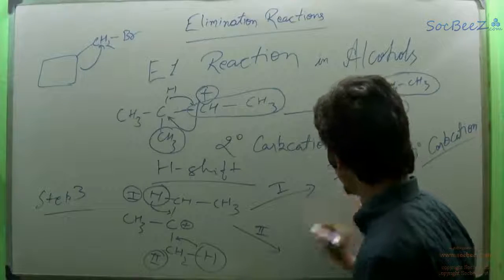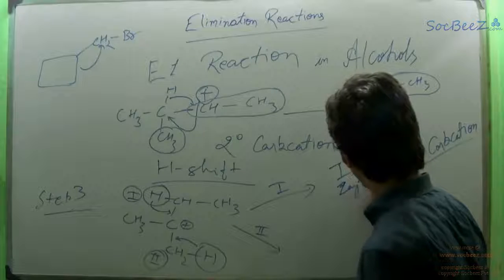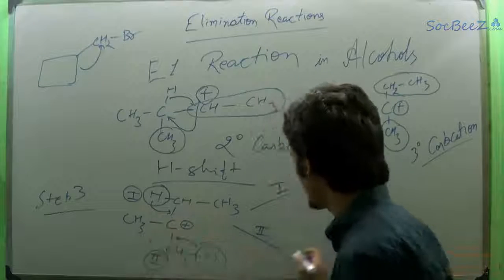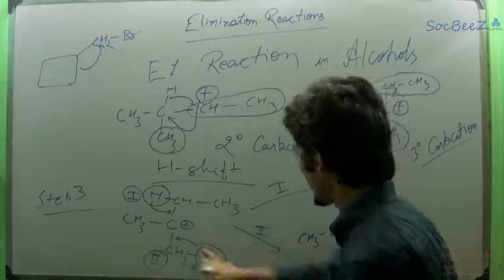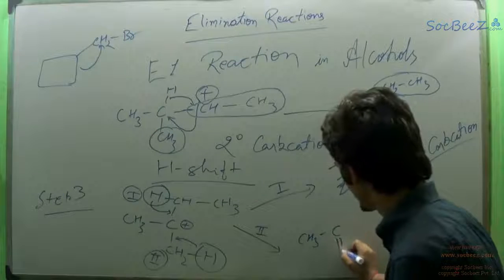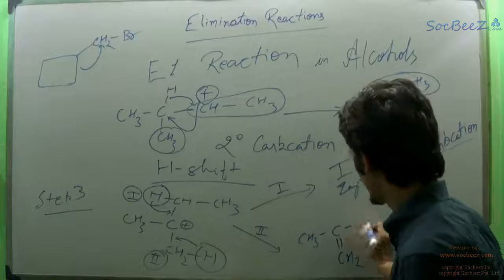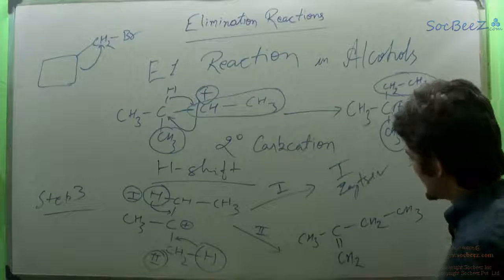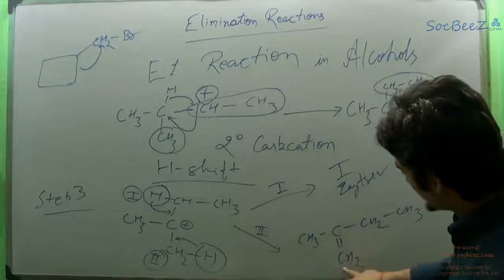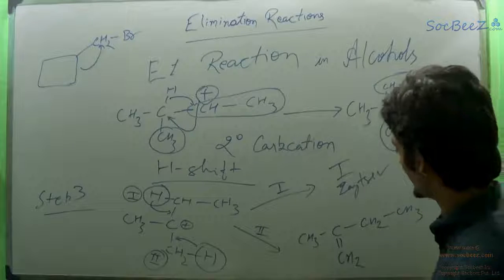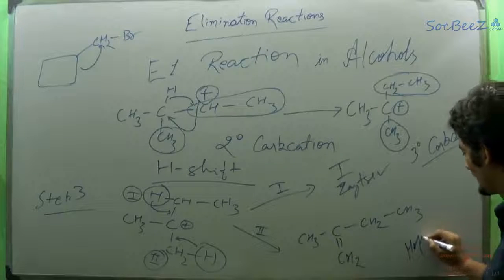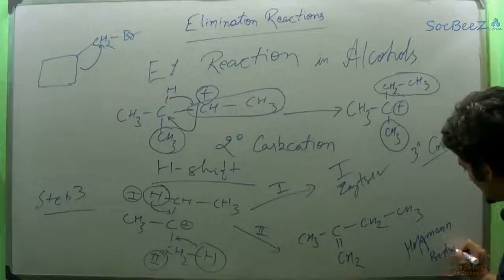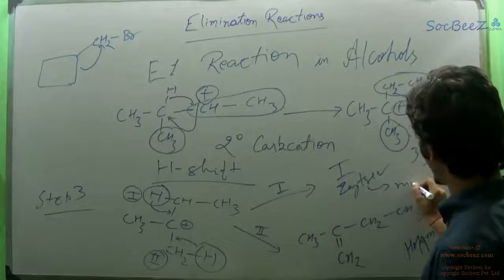This was product 1, this was the Zaitsev product. The second one is this one. So CH3, carbon, a double bond here and here, and this is CH2, CH3. Now both hydrogens are attached to this sp2 carbon, hence it was the Hofmann product. So the first one was more stable.